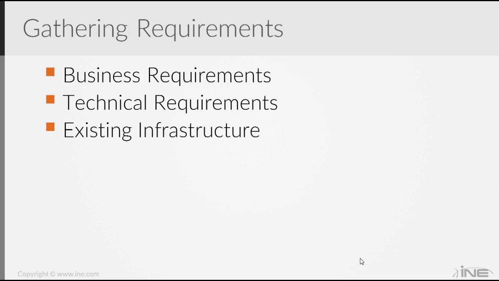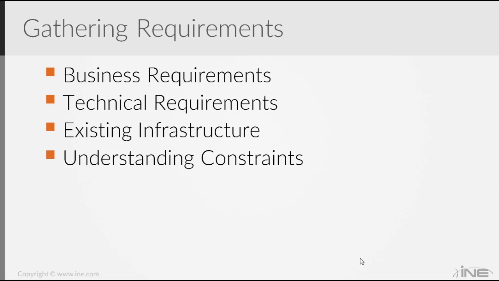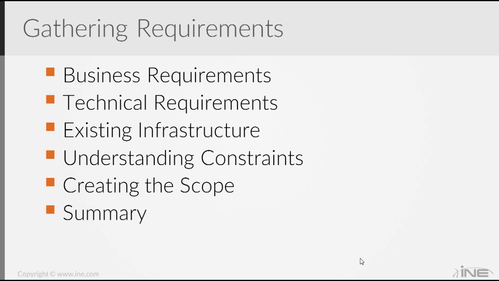We'll also discuss the existing infrastructure in place at any enterprise or business looking for a wireless LAN design, installation, or upgrade. We'll talk about some constraints that the enterprise may have that may affect the overall design. We'll follow up by creating the scope of the wireless design. We'll end with a summary to go over what we talked about in this module. And then finally, we'll jump into an exercise to test your knowledge of what you learned in this module.